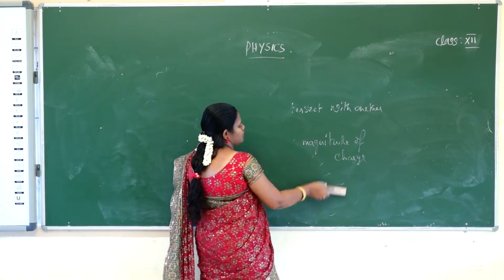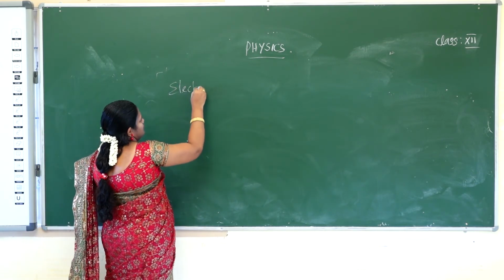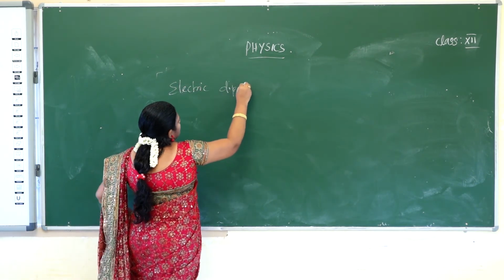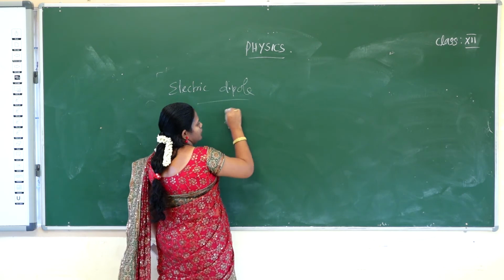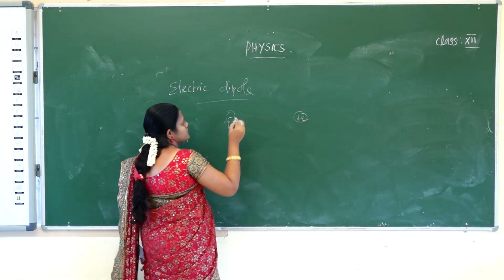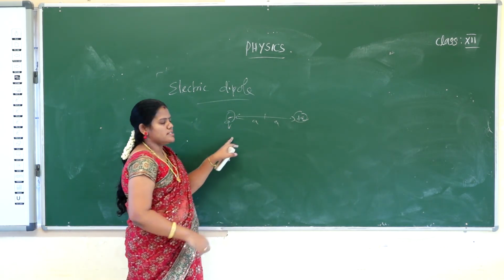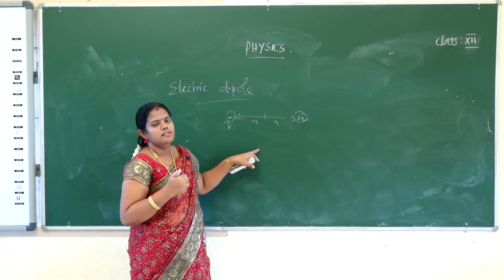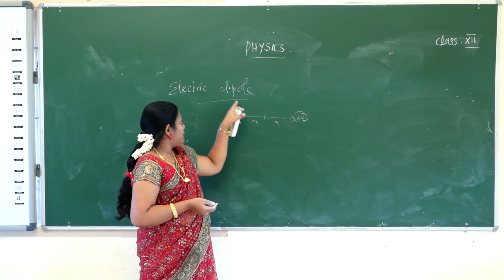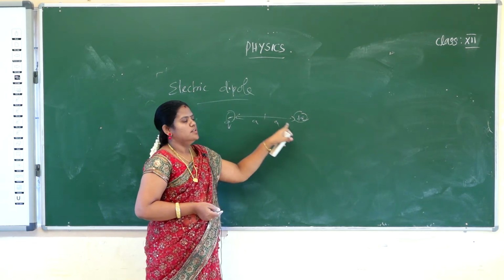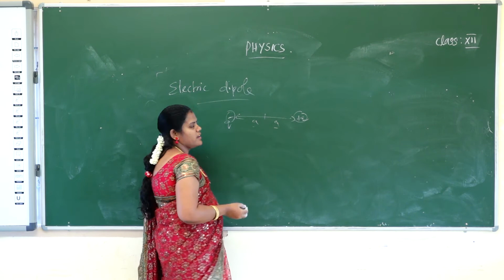Next is a simple 2 mark question, that is electric dipole. Electric dipole is nothing but two charges separated by the distance 2a. Two charges constitute a couple. What do you mean by couple? One pair of charges forms a couple. So an electric dipole has two poles situated at a distance 2a. Two charges separated by a distance 2a make an electric dipole.